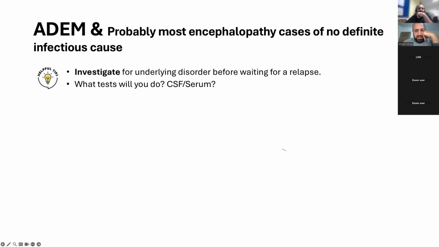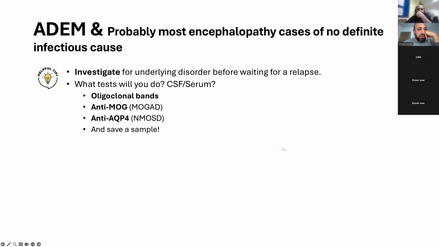Right. Okay. Can continue. As you mentioned already about the oligoclonal bands, and you mentioned the conditions as well, like MOG and aquaporin 4. And as I mentioned here, save a sample, because sometimes they test negative, and the phenotype or the clinical picture evolves or changes, and then you start thinking about other conditions that can explain it, because they are not the only neuroinflammatory conditions that can present.